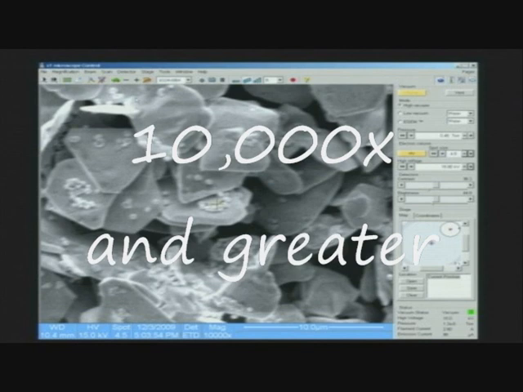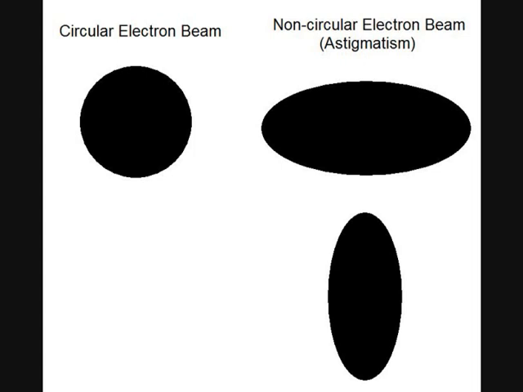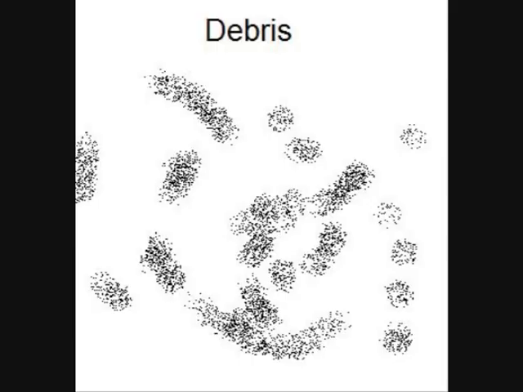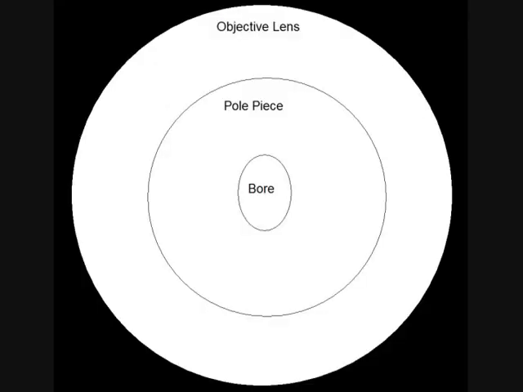One problem that is encountered at higher magnifications is astigmatism in the beam. Astigmatism is a non-circularity in the beam, which causes distortions in the image that's produced. Astigmatism is caused by many things, including, but not limited to, debris in the column, a non-circular bore in the pole piece of the aperture, and a non-uniformity of magnetic properties of said pole piece.